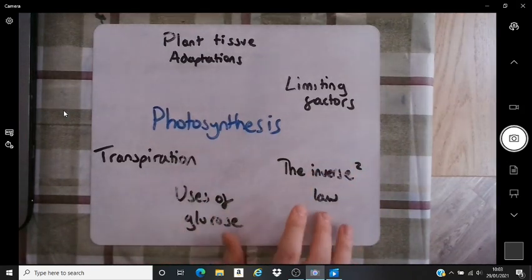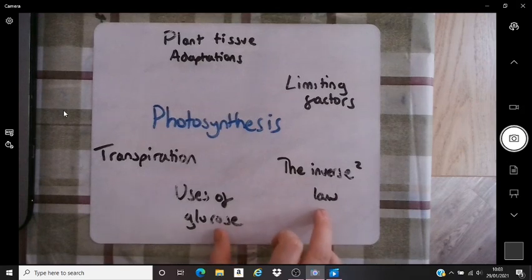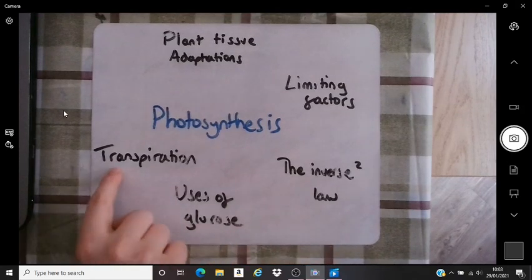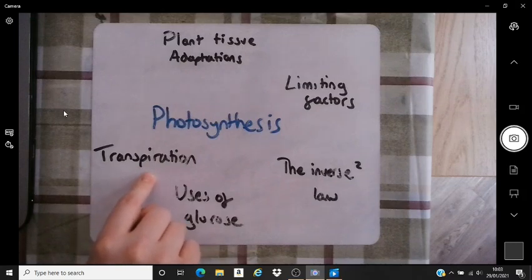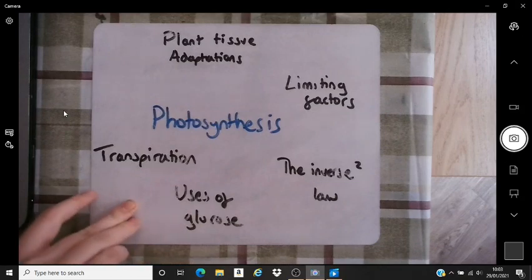Inverse square law and uses of glucose, I'm probably not going to get a chance to in a 20-minute video like this, but please use my revision guide to remind yourselves of these ideas. And I do want to focus a decent chunk of time on the idea of transpiration, water movement within the plant, because that's usually where students struggle the most on GCSE type questions to do with this topic.